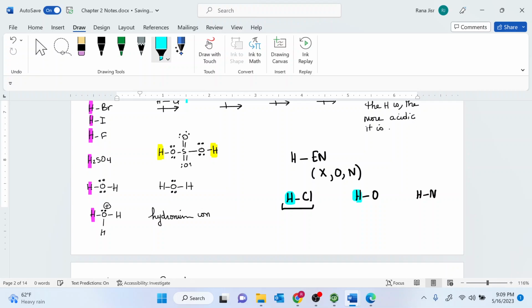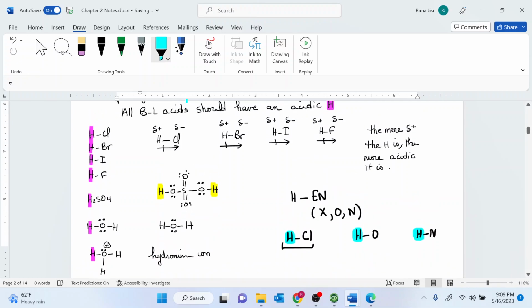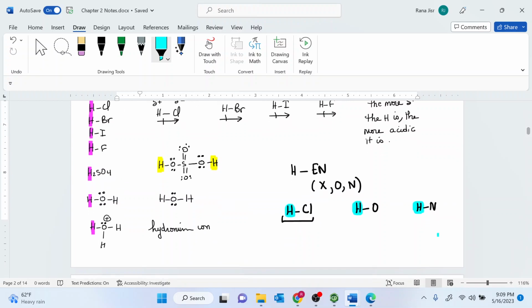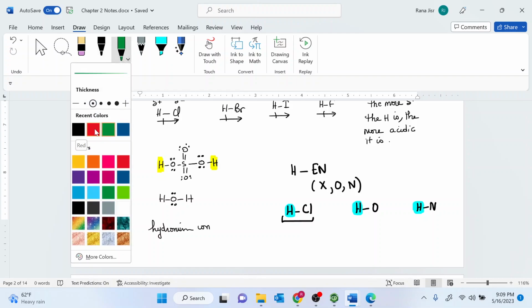When you have a question on acidity, if you have compounds and I ask you which one is more acidic, you have to locate the acidic hydrogen and compare the partial positive charge of this acidic hydrogen. This is why I highlighted the hydrogen that is connected to the electronegative element. The rule says that the more partial positive the hydrogen is, the more acidic the hydrogen is. So how can I determine this?